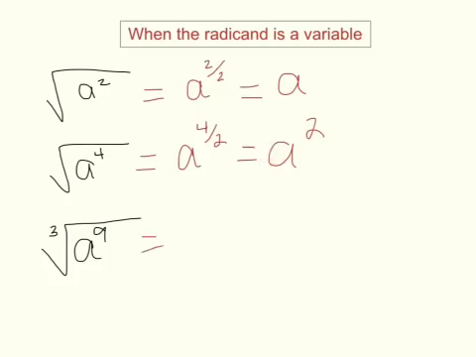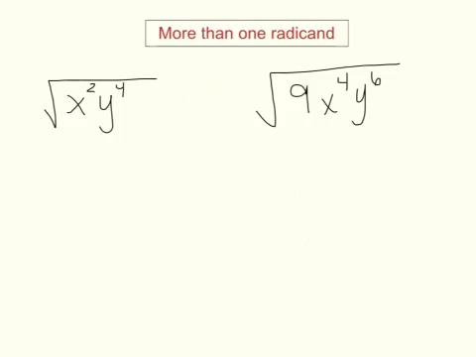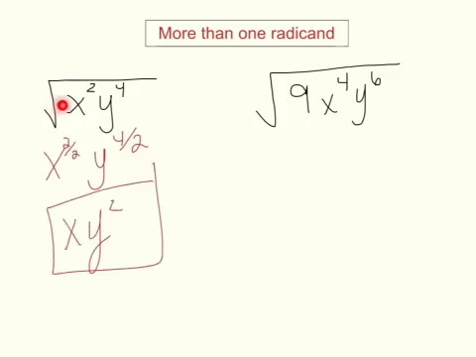And then the cubed root of a to the 9th is a to the power of 9/3, which is a to the power of 3, or a cubed. So what's the cubed root of a to the 9th? It's a cubed. Again, if we have more than one radicand, just like we did in that example, you just have to take one at a time. So here we have x to the 2/2, y to the 4/2. They simplify and you get xy squared. So the square root of x squared, y to the 4th, is xy squared.